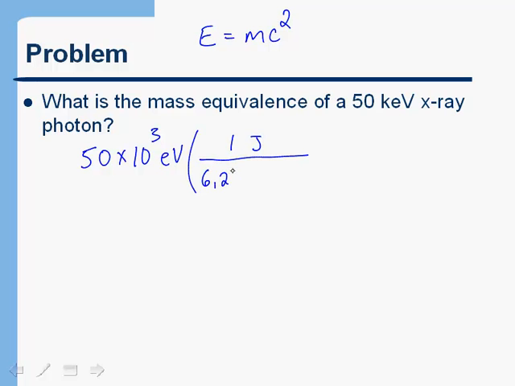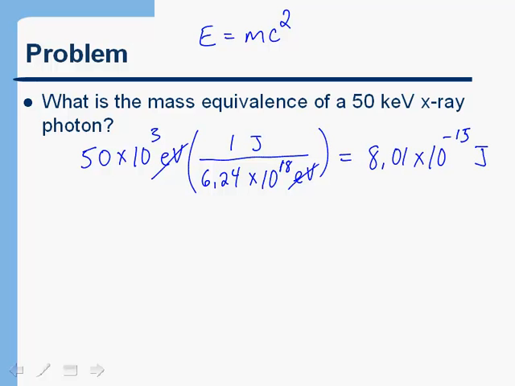So 6.24 times 10 to the 18th goes on the bottom, and that's electron volts. And I can see now electron volts cancels with electron volts. And basically I just take 50 times 10 to the third and divide by 6.24 times 10 to the 18th. And I get 8.01 times 10 to the minus 15th joules.